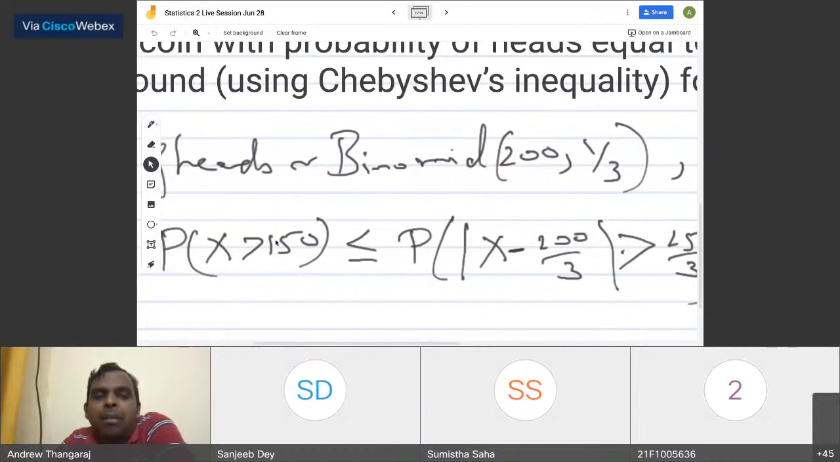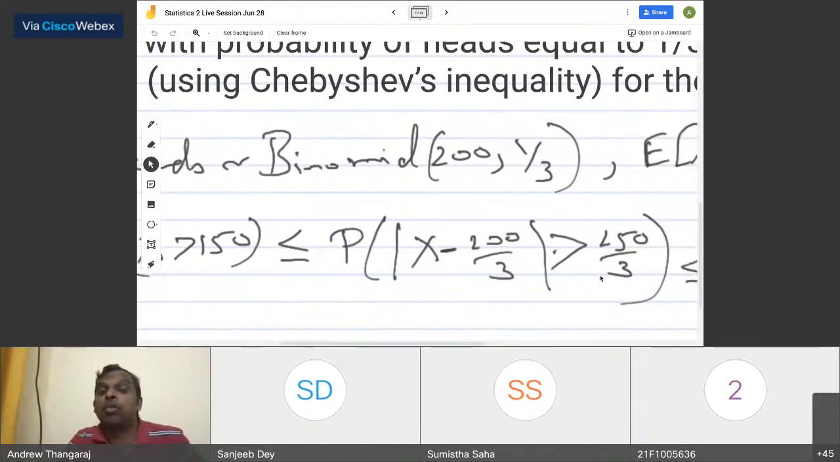Yeah, see, I'm taking only one side. X greater than 150 is only one side. That is a smaller event than this mod x minus 200 by 3 greater than 250 by 3, which has both sides. Okay. So I don't even care what the other side is. Other side is some 50 by 3 or something, right? So I'm taking only one side. So this will be a less than or equal to.